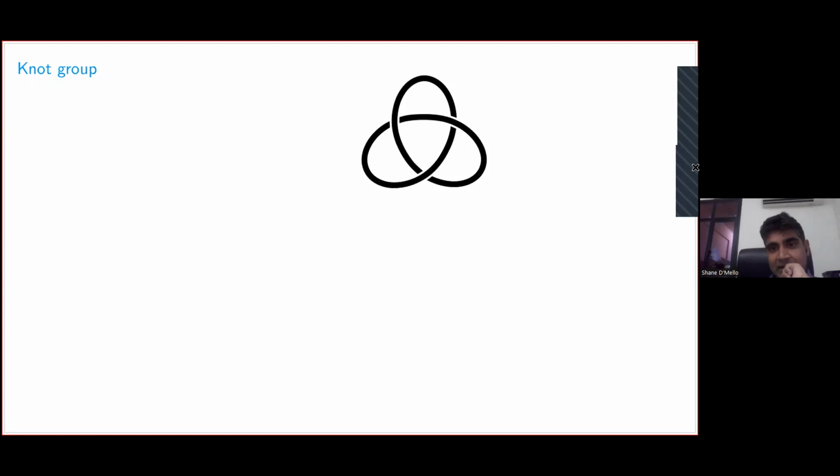So we're trying to understand these objects. And obviously, it's important to understand that we are not looking at the object alone, right? We're actually looking at the object as it is situated inside S3.